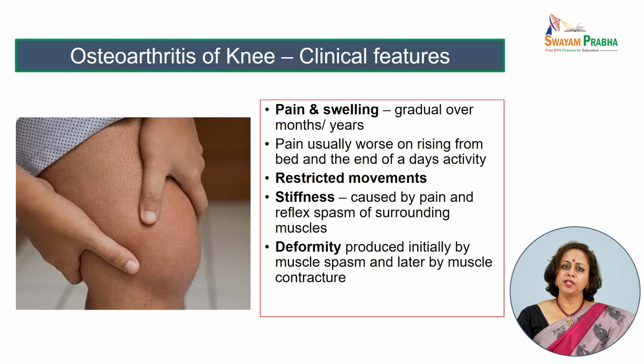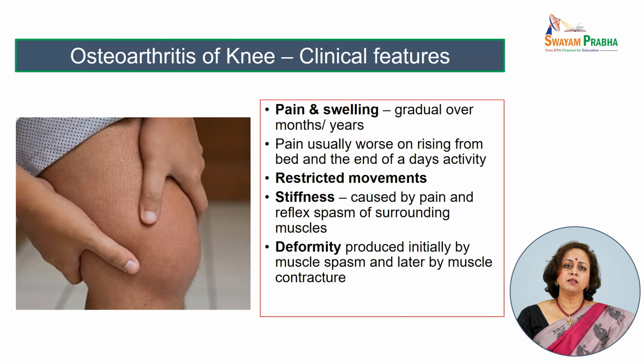So what are the clinical features that the patient presents with? First, pain and swelling. This pain and swelling is gradual. It doesn't suddenly start. It gradually occurs over months and even years. So there's a gradual increase in the amount of pain. There's a gradual appearance of the swelling which keeps increasing over months and years. This pain usually becomes more on rising from the bed or at the end of a day's activity.